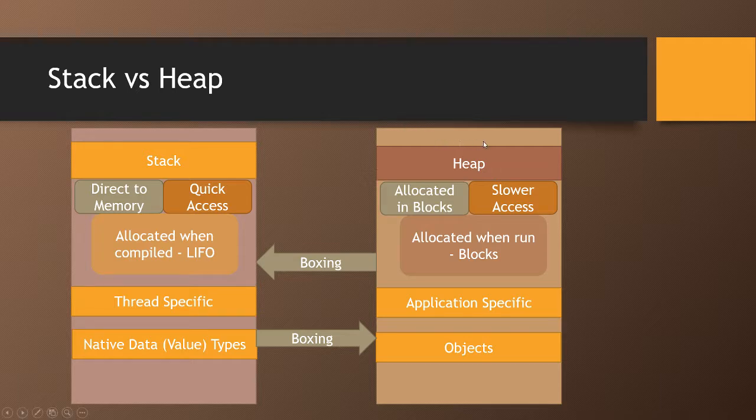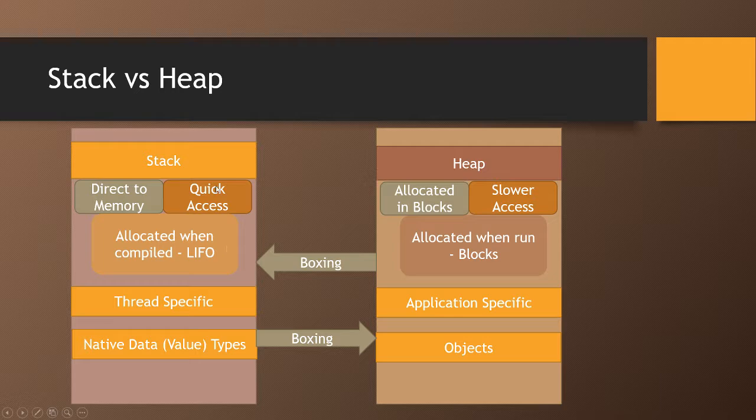Now the heap is memory that's just kind of a pile. It's allocated in blocks and it's slower access. It's just not as well organized. It's allocated at runtime. It's application specific, so I would not have that thread separation. And this happens when things have to be turned into objects.